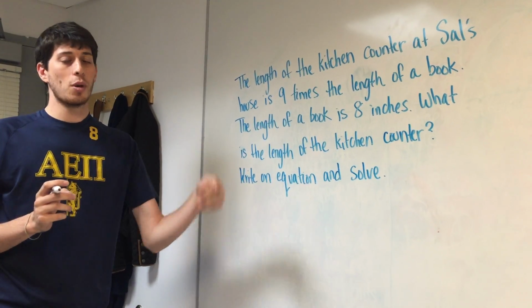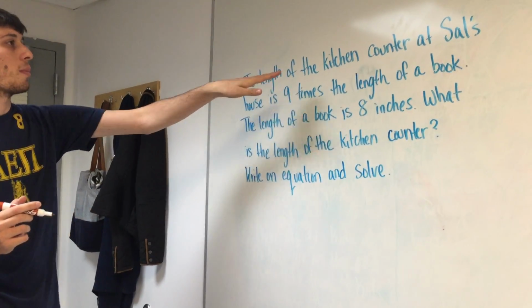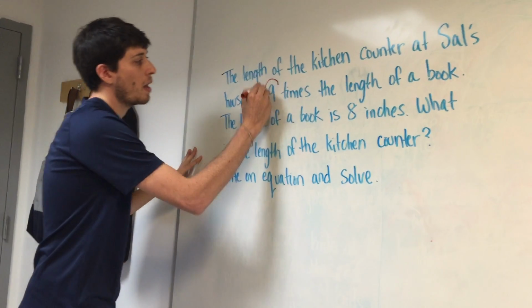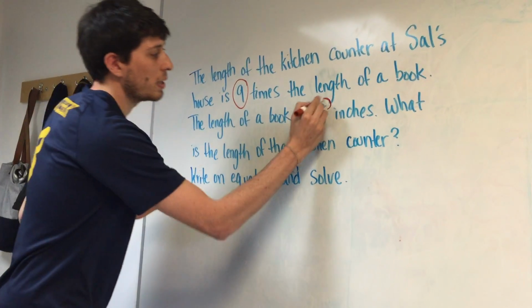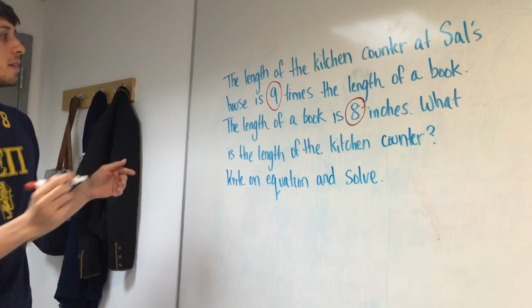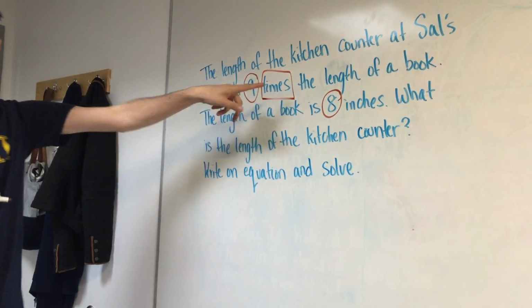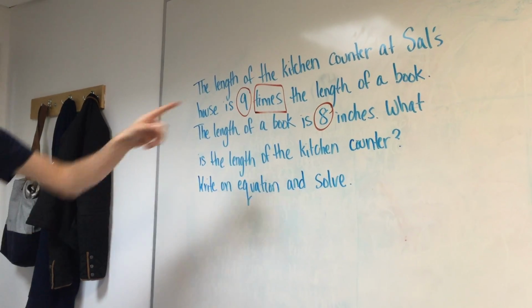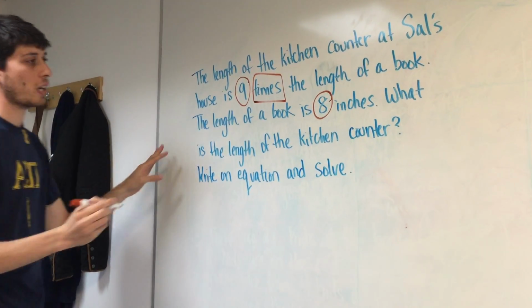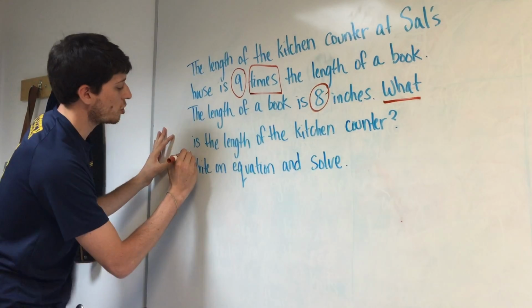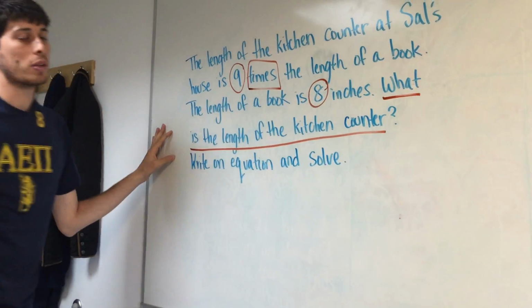So the first thing that we do is we always annotate the problem. So I'm going to read. Whenever I see a number, I circle numbers because I know I'm going to be needing those later. I also box keywords. So I see 9 times the length. Times is really, really important. The length of a book is 8 inches. What is the length of the kitchen counter? I'm going to underline my question because I need to think about what I'm going to solve.